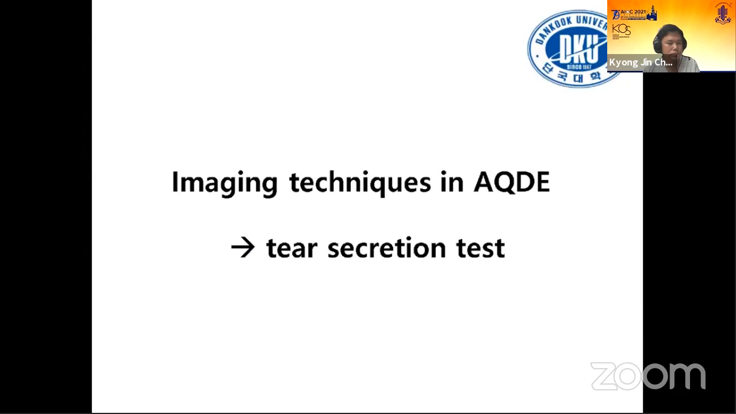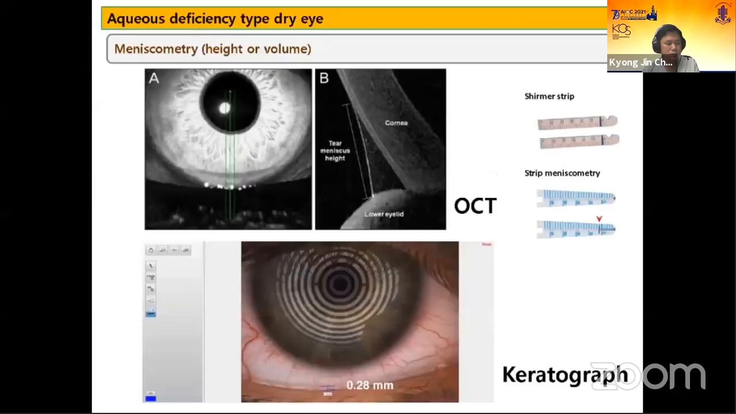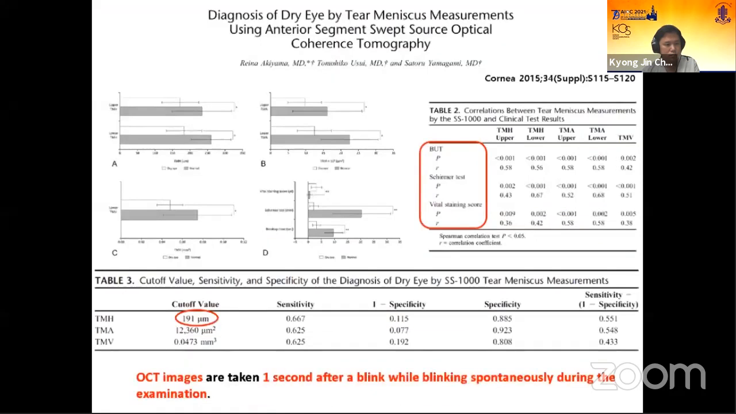First, in the diagnosis of aqueous deficiency dry eye, there is an imaging technique for tear secretion. Tear meniscus height can be measured using keratography or OCT image, as shown in the picture. In this study, using anterior segment swept-source OCT, the tear meniscus height was measured and analyzed, and the cutoff value for the diagnosis of dry eye syndrome was presented.